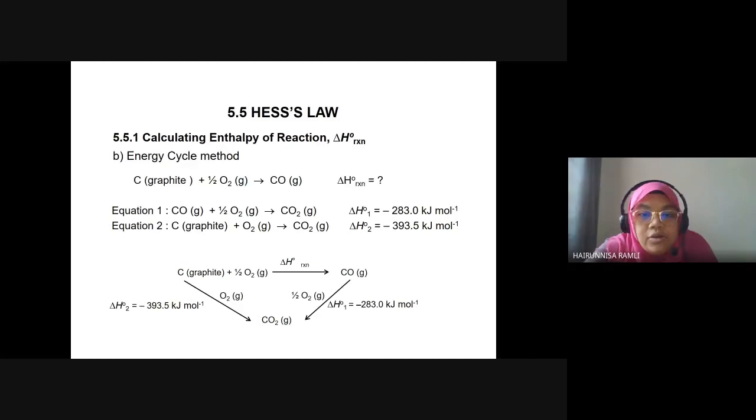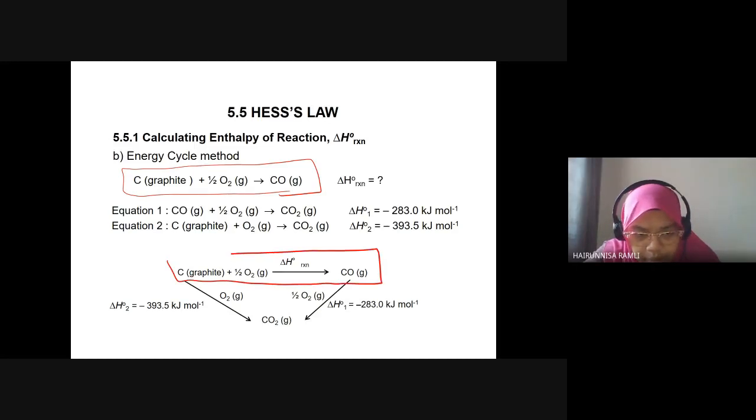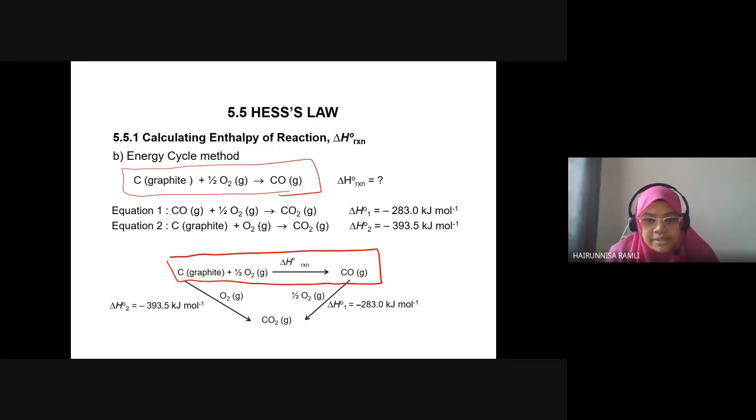Okay, so ikut contoh soalan tadi, kita guna contoh yang sama. So this is your target equation, right? Okay, so based on this target, okay, you boleh illustrate here ataupun draw kat sini C graphite plus half O2 produce CO, so this is enthalpy of reaction. Okay, from C, okay, kita tahu dia tambah dengan oksigen, dapat CO2. So this is actually equation number 2. Okay, and then equation 1, CO plus half O2 produce CO2. So CO plus half O2 produce CO2. So arrow dia ke sini. So this value is negative.